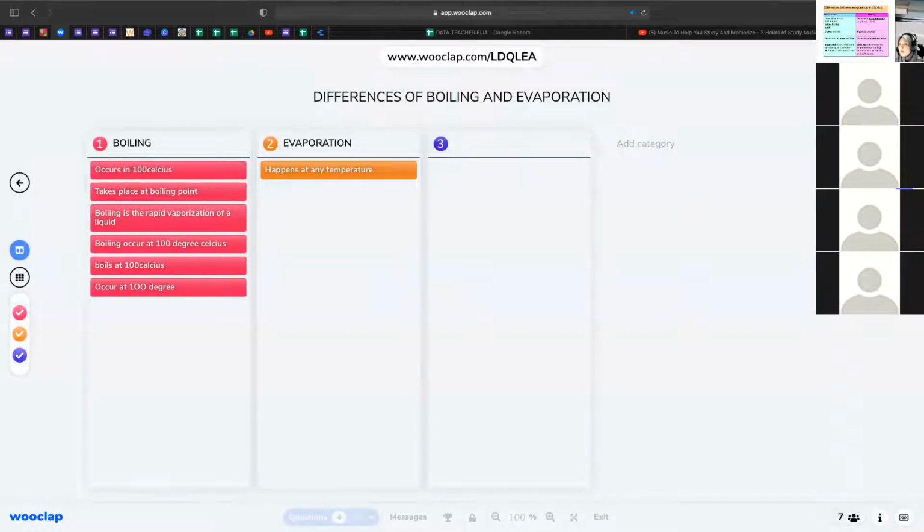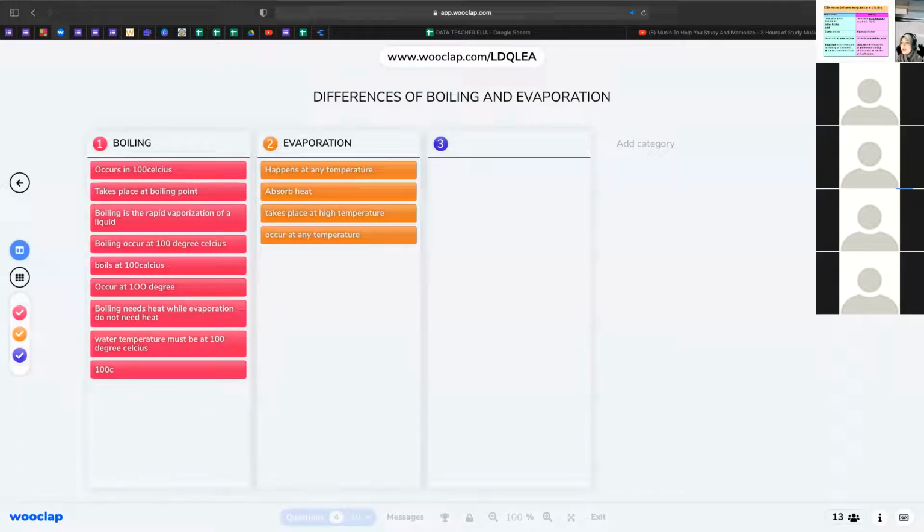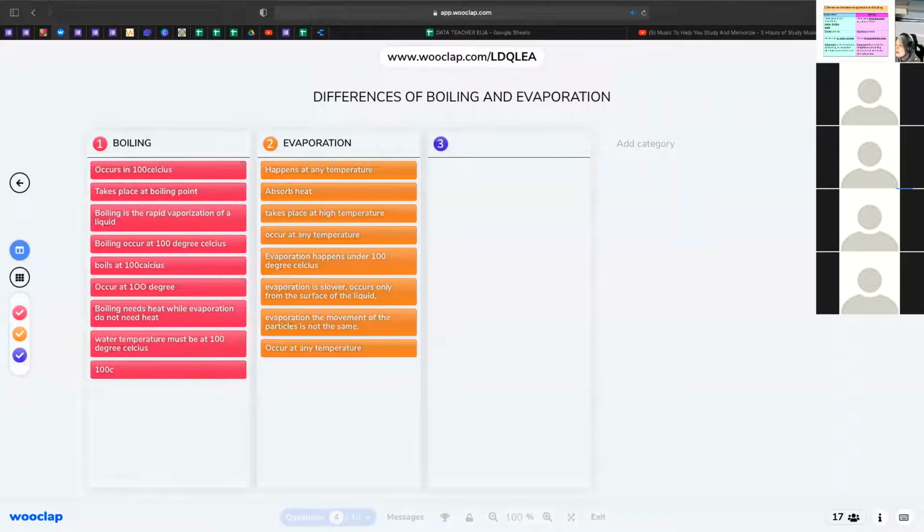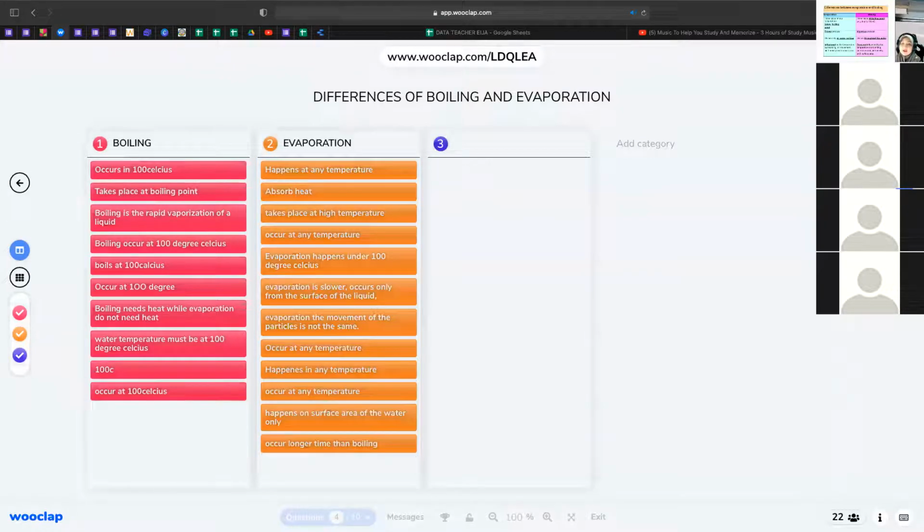Boiling is rapid evaporation of liquid. Boiling occurs at 100 degrees Celsius. Boiling needs heat while evaporation does not need heat. Water temperature must be at 100 degrees Celsius. Okay, evaporation also occurs at any temperature. Evaporation happens under 100 degrees Celsius. Evaporation is slower, and occurs only from the surface of the liquid. Yeah. Okay. Evaporation will not occur very fast. It depends on the surroundings.